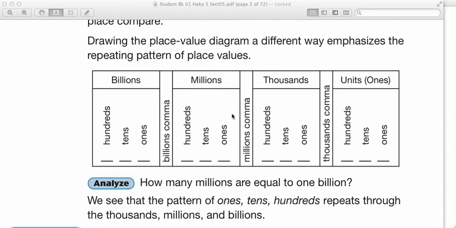Hi everybody, today we're going to be talking about lesson 41, naming numbers through the hundred billions. So let's take a look at our place value chart.